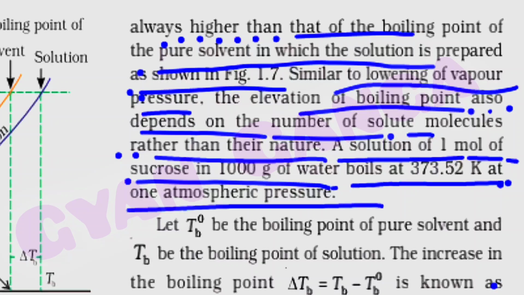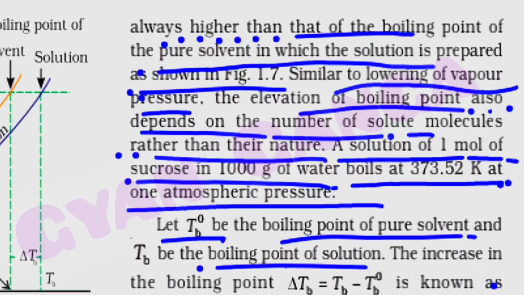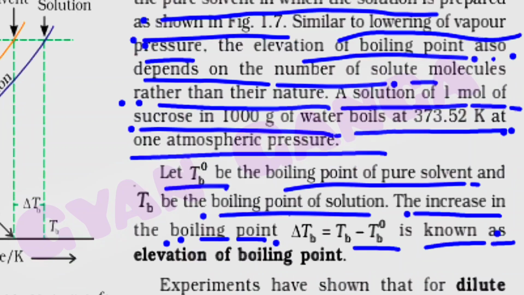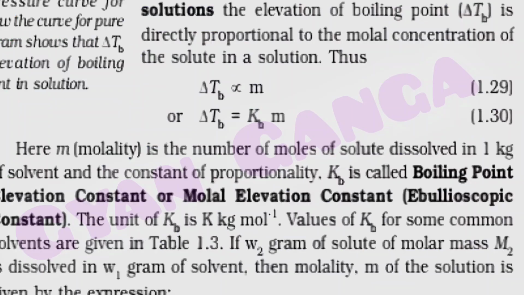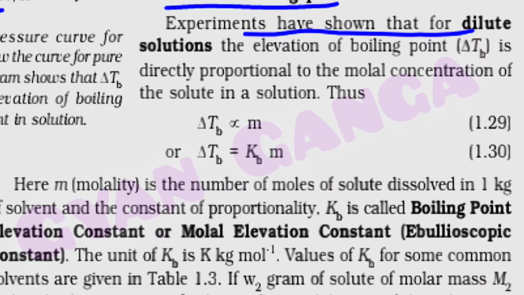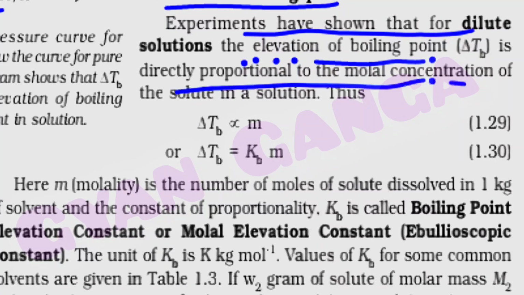Let Tb° be the boiling point of pure solvent and Tb be the boiling point of solution. The increase in the boiling point, ΔTb = Tb − Tb°, is known as elevation of boiling point. Experiments have shown that for dilute solution, the elevation of boiling point, that is ΔTb, is directly proportional to the molal concentration of the solute in a solution. Thus, ΔTb ∝ m, or ΔTb = Kb × m.